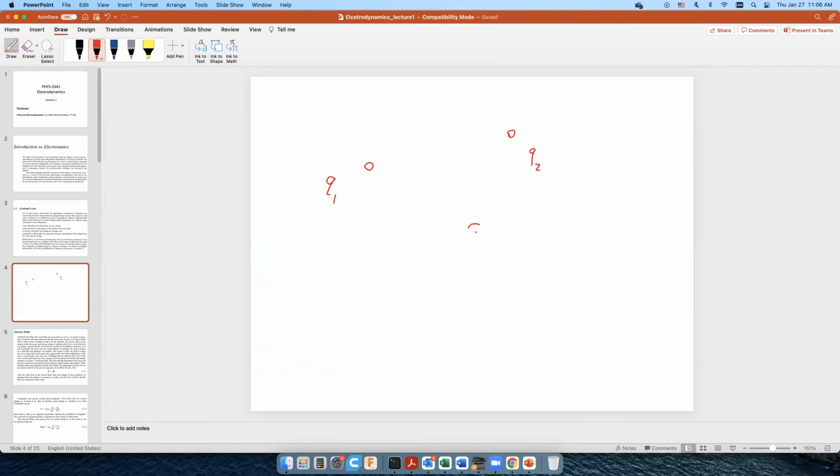So we can say the force, let's say F, is proportional to Q1 and proportional to Q2. So it has a relation like force is proportional to Q1 and proportional to Q2. Then it's proportional to Q1 times Q2.